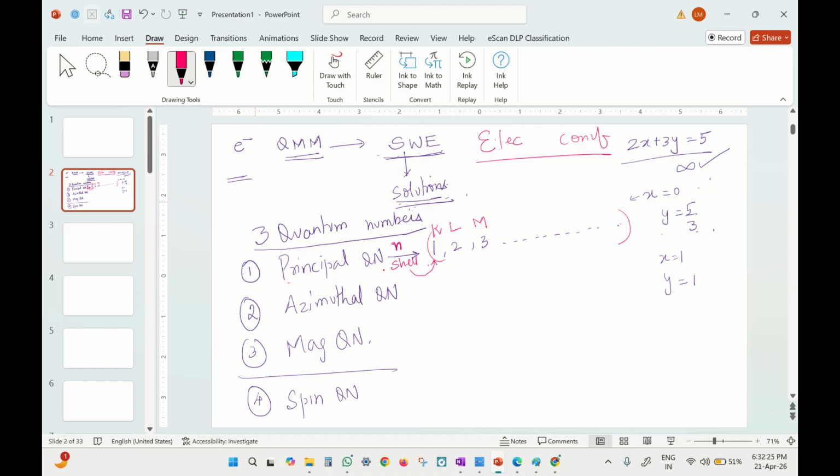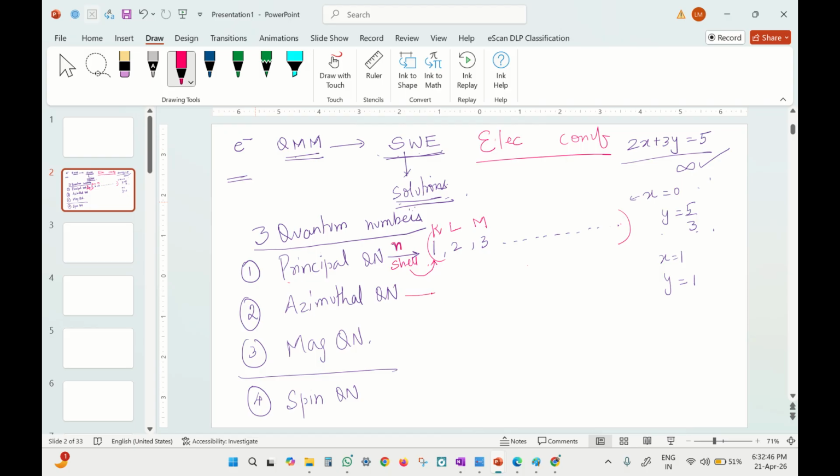Okay. Now, what does it mean? Supposing the principal quantum number is 3, that means for an electron, the principal quantum number is 3. That means the electron is located in the third shell. If the principal quantum number of an electron is 6, then the electron is located in the sixth shell. I hope that is clear.